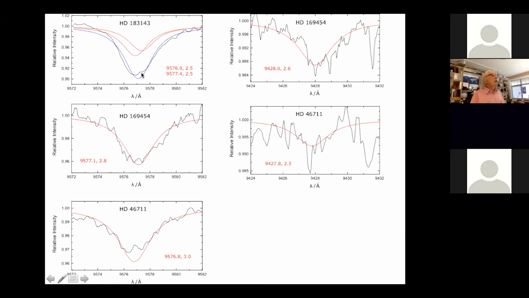And blue is the total. And as you can see, the agreement, for instance, at 9577 is now excellent. We also had time to measure one more star with GRACES, and that's included here. And we were able to get much better profiles of the 9428. This is the star number here, 169454. And as you can see, we were getting now appropriate agreement between lab and stellar observations.